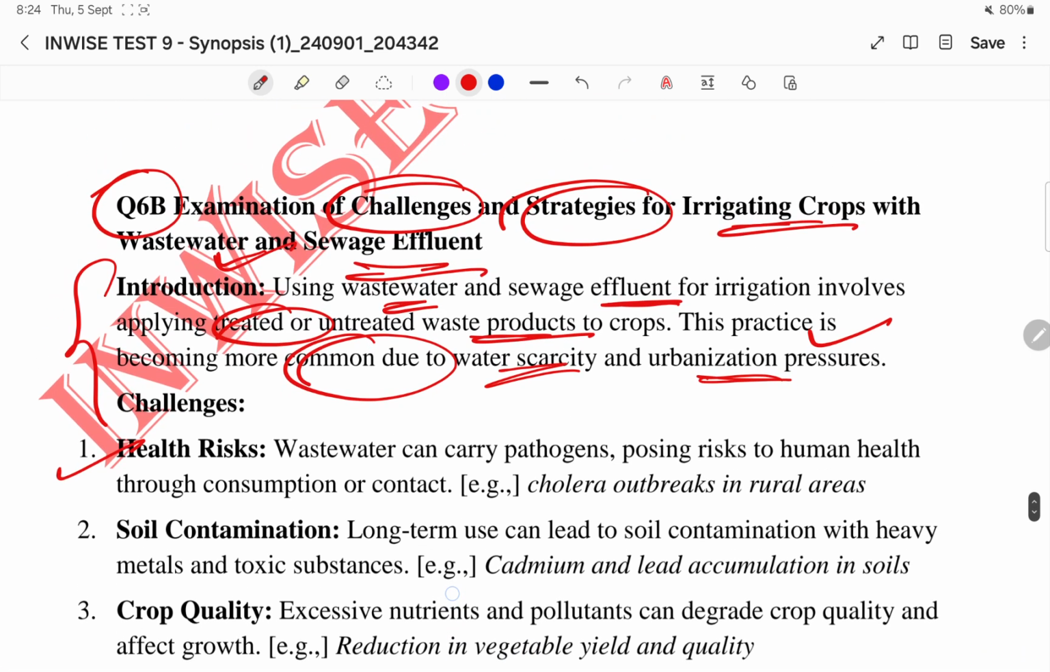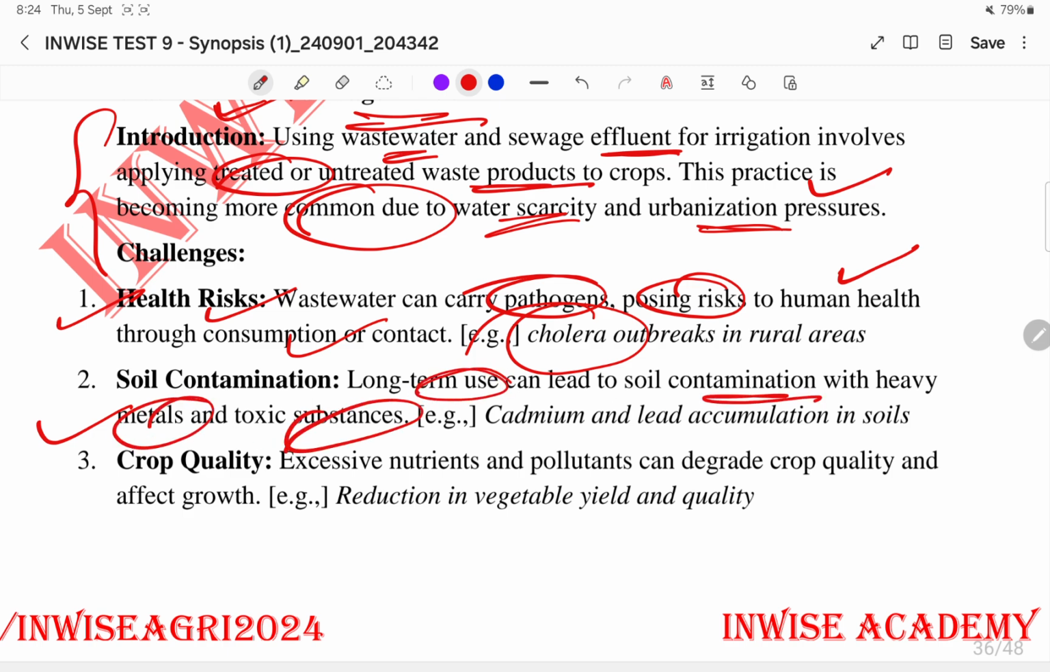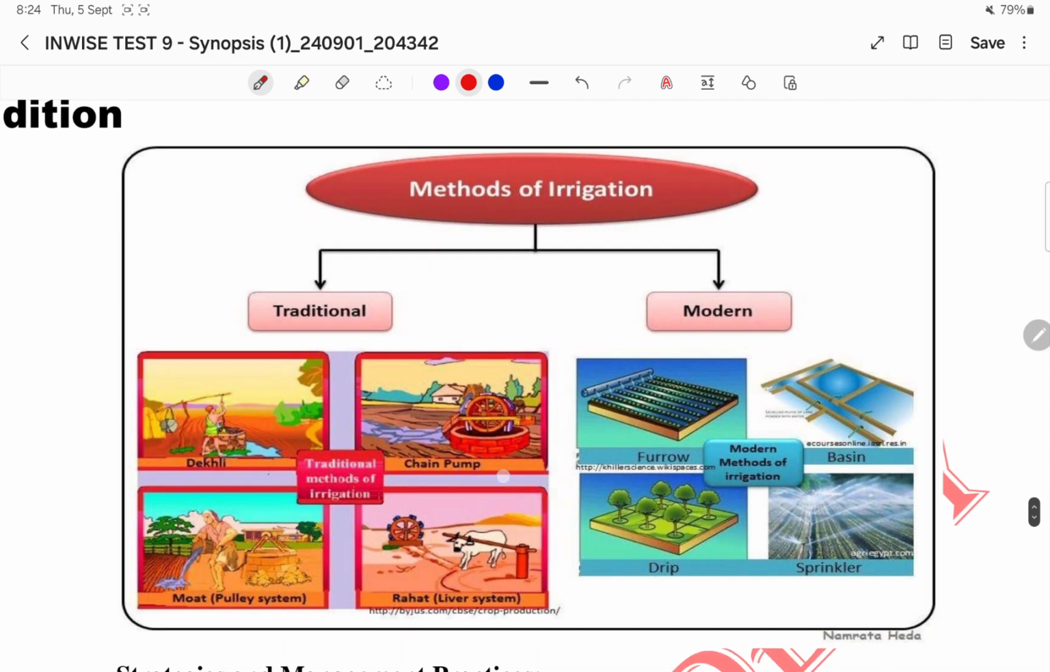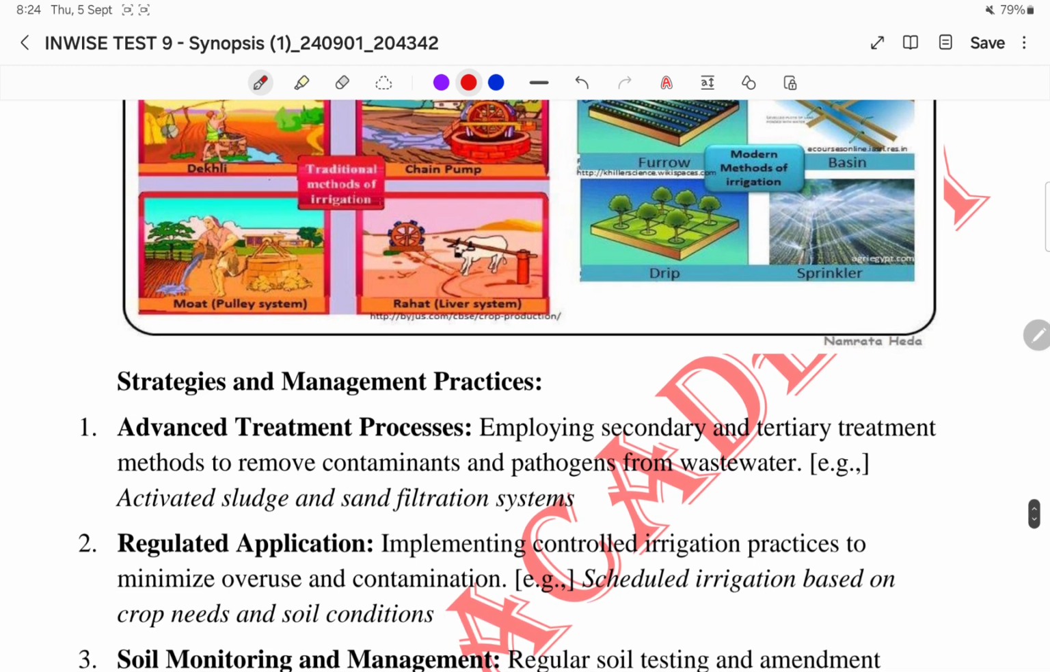Challenges. What are the challenges? Health risk, right? Wastewater can carry pathogens, of course, posing risk to human health through consumption or contact. So, cholera outbreaks in rural areas. Then soil contamination. Long-term use can lead to soil contamination with heavy metals and toxic substances like cadmium, lead, etc. Then crop quality. Excessive nutrients and pollutants can degrade the crop quality. It will reduce vegetable yield and quality. So there are some irrigation methods, modern methods and the traditional methods. Just go through it once.